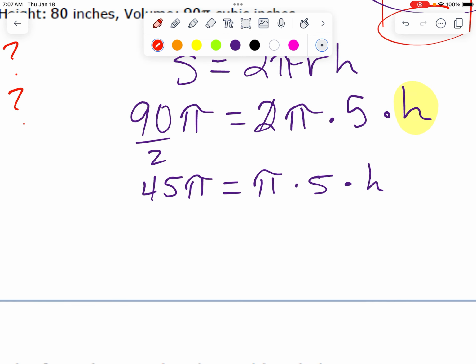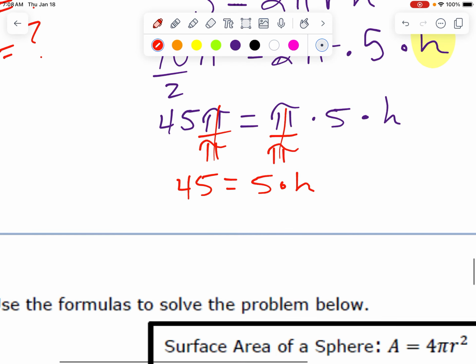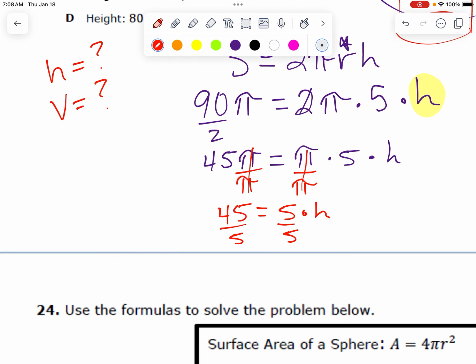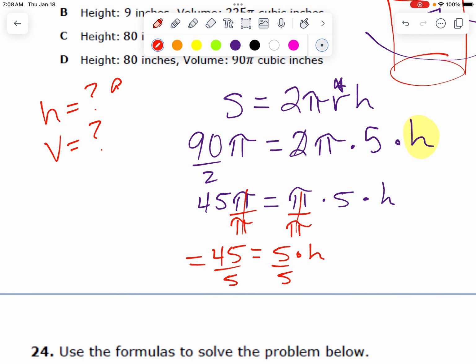Since we're multiplying everything on the right, we're just going to divide it out. So divide by pi. Well, when I divide by pi over here, guess what? It cancels out. So I have 45 equals 5 times the height. We're multiplying everything on the right, so do the opposite. Divide by 5, divide by 5. That gives me a height of 9. So I know that the height is 9. Let's rewrite that. All right, so we have the height.